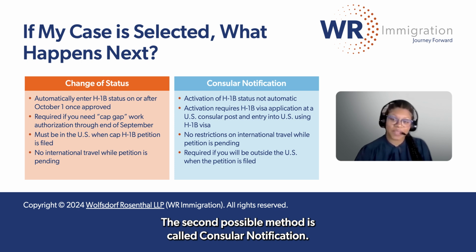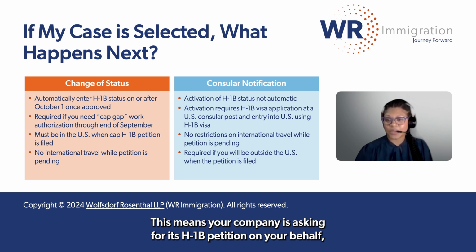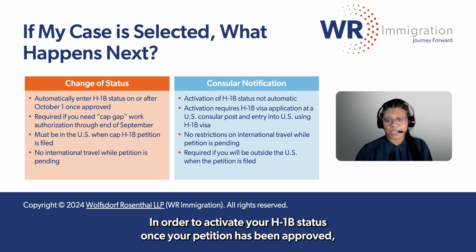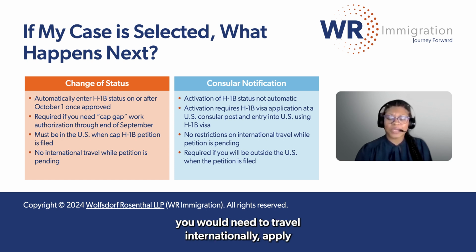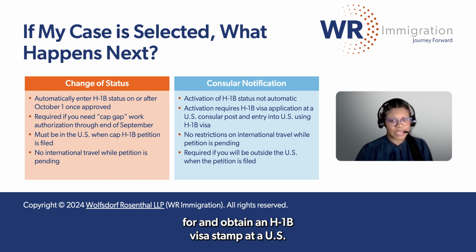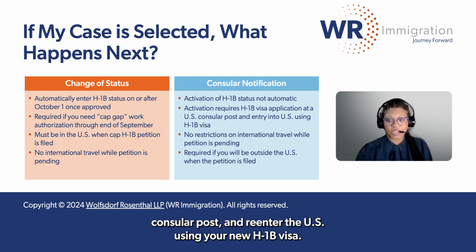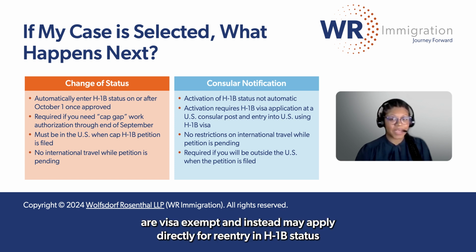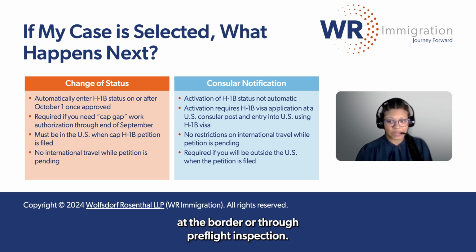The second possible method is called consular notification. This means your company is asking for its H-1B petition on your behalf be approved but not activated until you take further steps. In order to activate your H-1B status once your petition has been approved, you would need to travel internationally, apply for and obtain an H-1B visa stamp at a U.S. consular post, and re-enter the U.S. using your new H-1B visa. Of note, citizens of Canada are visa exempt and instead may apply directly for re-entry in H-1B status at the border or through pre-flight inspection.